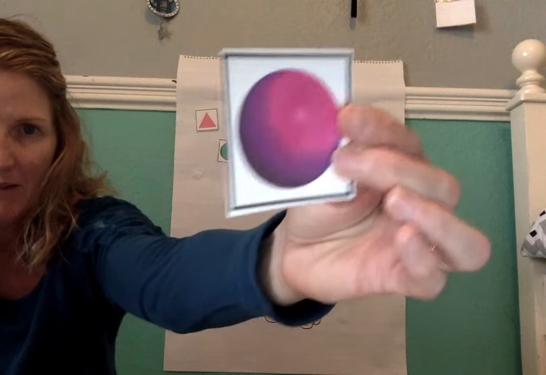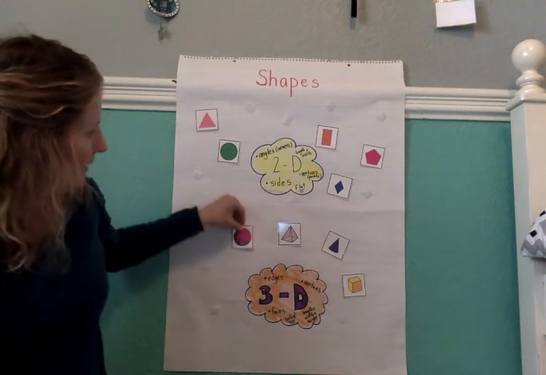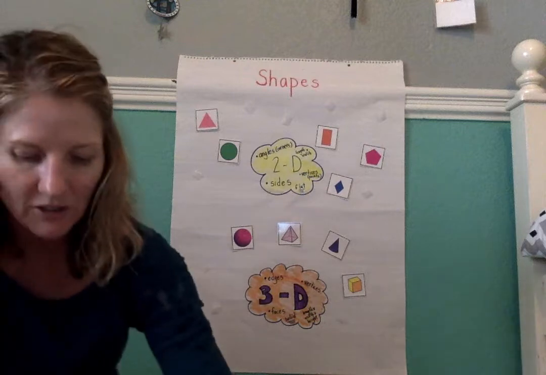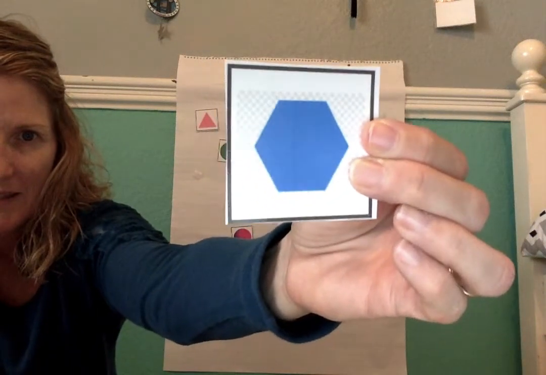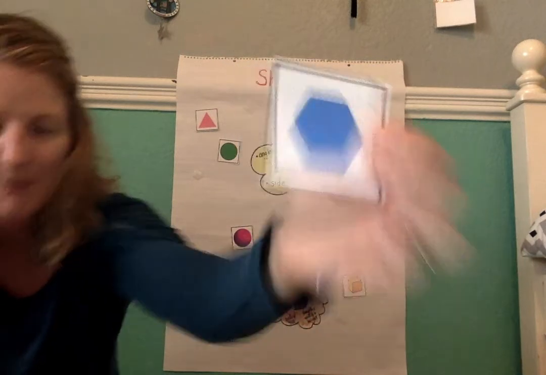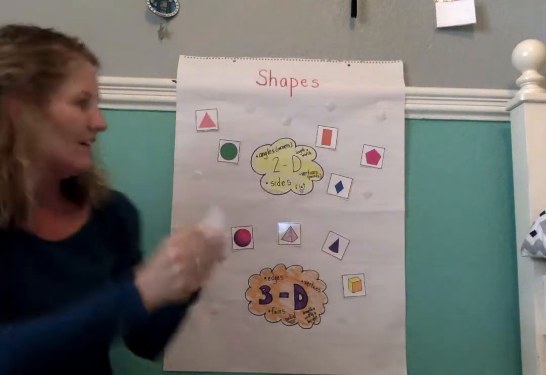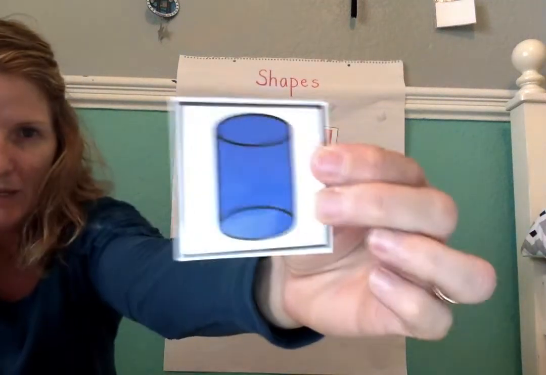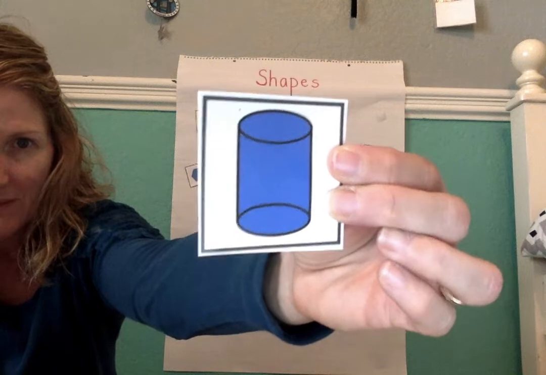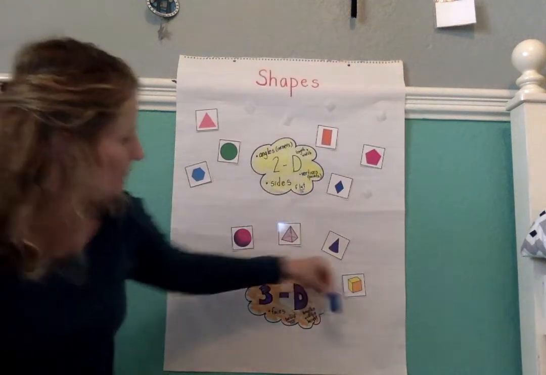What about this one? Awesome, 2 hops in a row. That's a sphere. What about this one? Good job. 6 sides, a hexagon. Very good. That's a 2D flat shape. What about this one? Good job. Cylinder. Leaping, leaping, leaping.